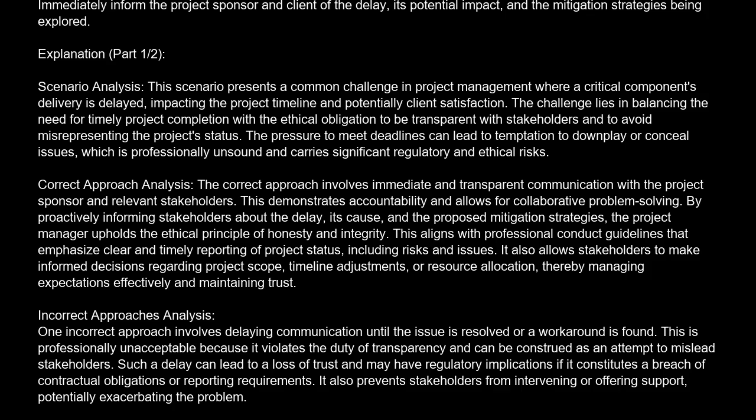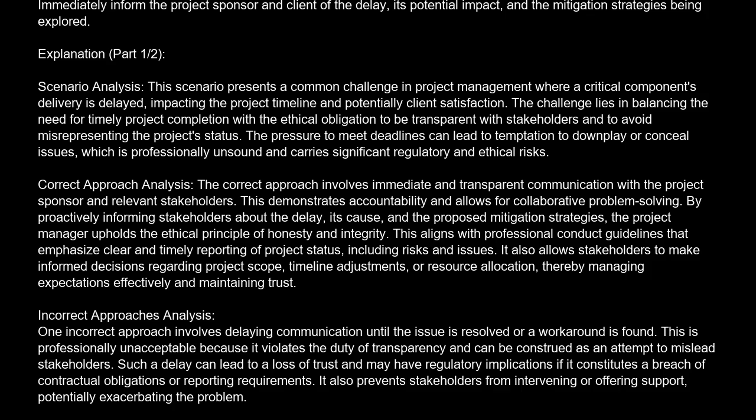The challenge lies in balancing the need for timely project completion with the ethical obligation to be transparent with stakeholders and to avoid misrepresenting the project's status. The pressure to meet deadlines can lead to temptation to downplay or conceal issues, which is professionally unsound and carries significant regulatory and ethical risks.